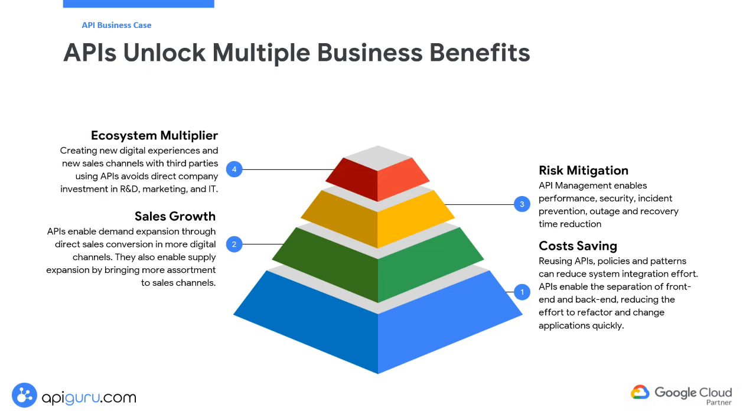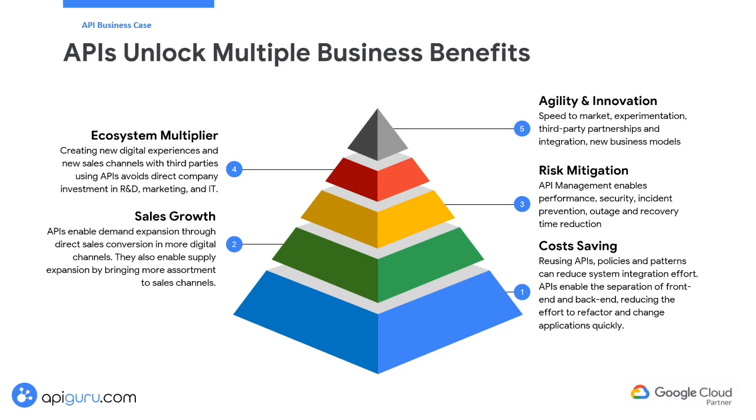The fourth tier is the ecosystem multiplier. Through third-party collaborations, APIs help avoid direct investments in research and development, marketing, and IT by creating new digital experiences and sales channels. At the pinnacle of the pyramid lies agility and innovation. APIs enable rapid market entry, foster experimentation, facilitate third-party partnerships and integrations, and support the development of new business models.